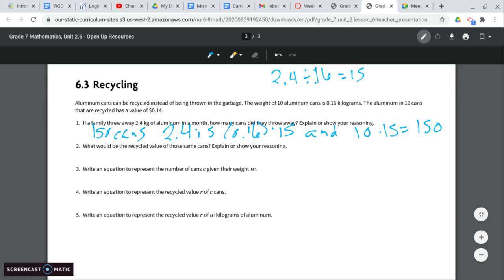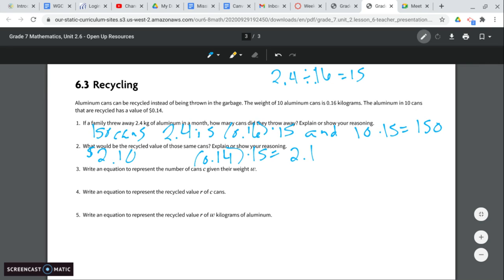All right, what would be the recycled value for those same cans? We know the 15. So we're going to take 0.14 times 15, which equals 2.1. So $2.10. We only use the 15 here because 10 cans has a recycled value of 14 cents. That's why we don't need to multiply the 10 and 15 together, because we know every 10 cans, there's 15 groups of every 10 cans in the 150 cans.